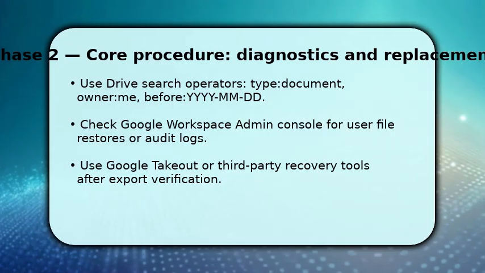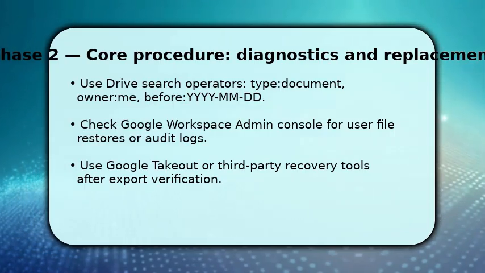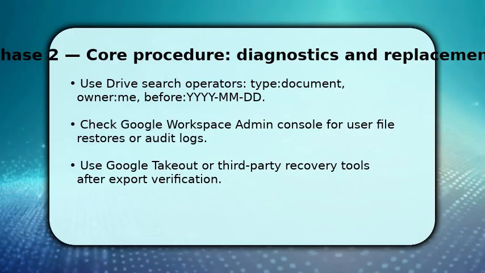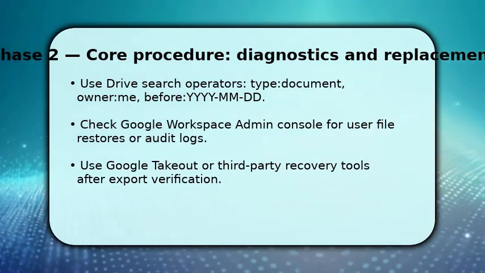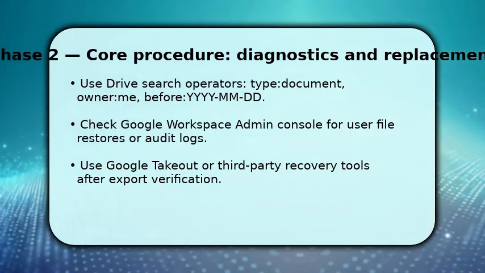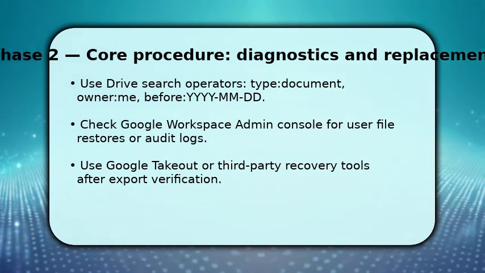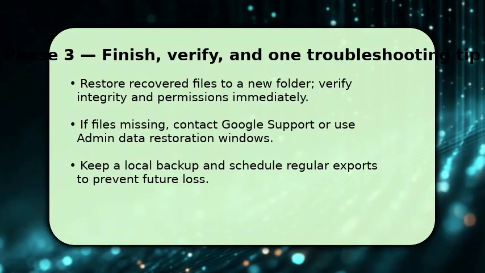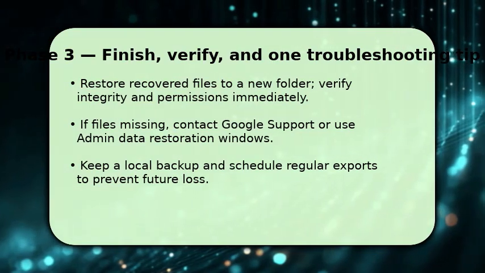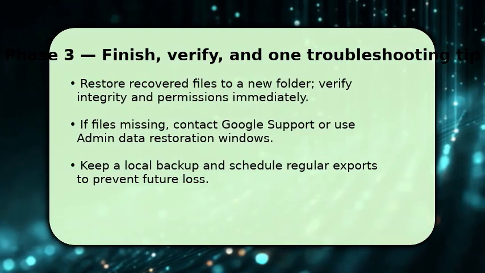If search and admin restore fail, export account data with Google Takeout to capture remnants. Then run a trusted recovery tool on exports or local copies. You finish by restoring recovered items into a new, clearly named folder, and then verify each file opens and has correct sharing settings. This prevents accidental redeletion.